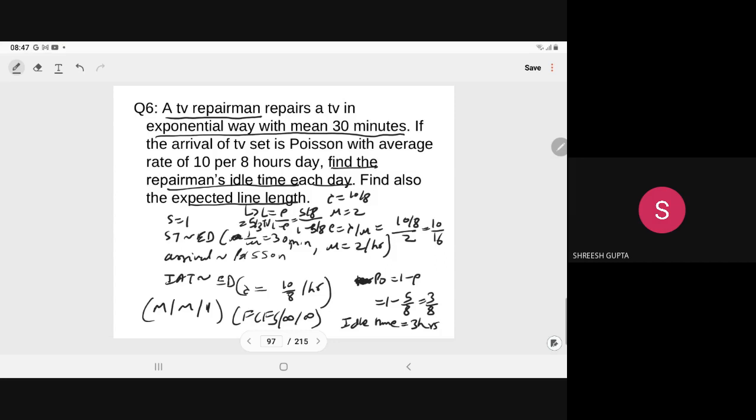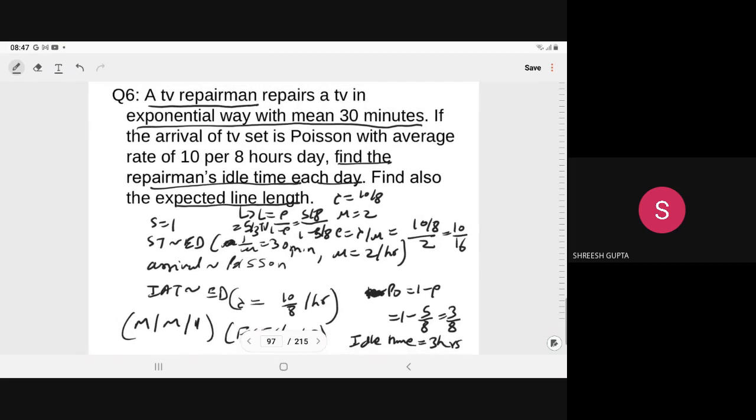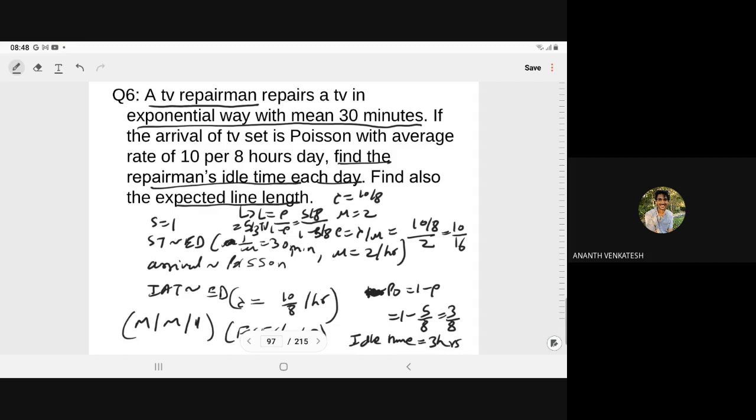That is 5 upon 3 TVs. So on an average, there are 5 upon 3 TVs in the system, in the shop. In this way, we can compute the expected number of TVs in the system. Why have we calculated L and not LQ? Line length here means the number of TVs in the system. So the one TV which he is repairing is also in that system.